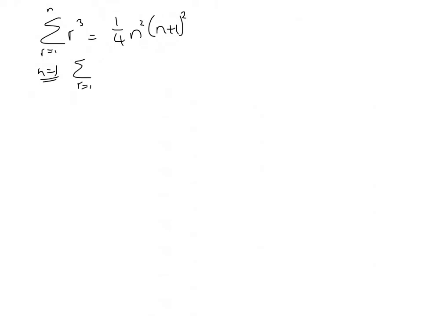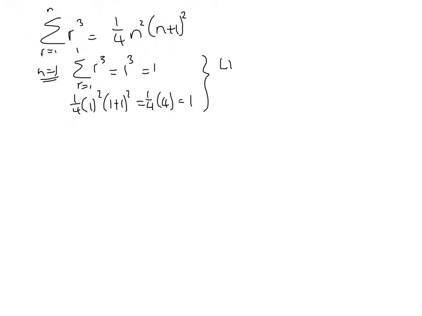One more. Okay, let's prove that the sum from 1 to n of r cubed is given by a quarter n squared, n plus 1 squared. We'll check n is 1 first. The left-hand side gives us the sum from 1 to 1 of r cubed, which is 1 cubed, which is 1. The right-hand side doesn't give us a sum at all. The right-hand side gives us 1 quarter times 1 squared times 1 plus 1 squared, which is 1 quarter times 4, which is 1. So the left-hand side equals the right-hand side, so it's true for n is 1.